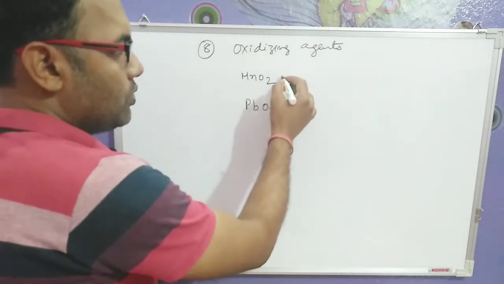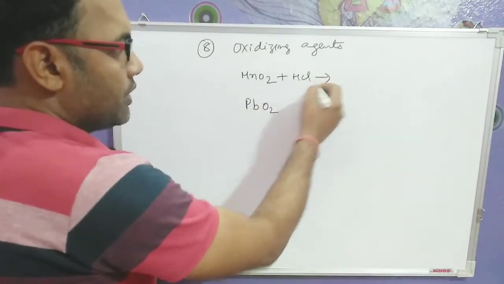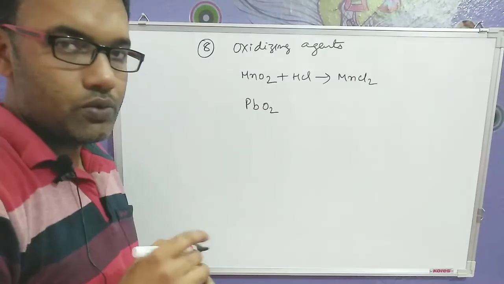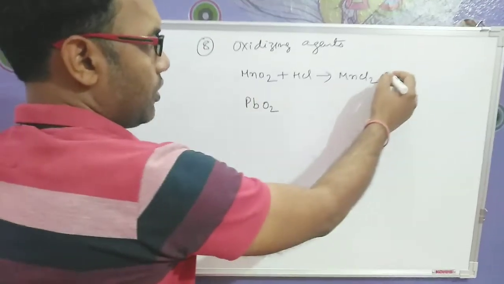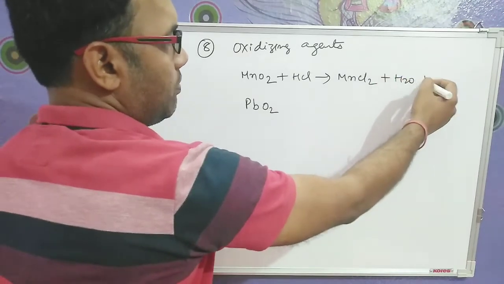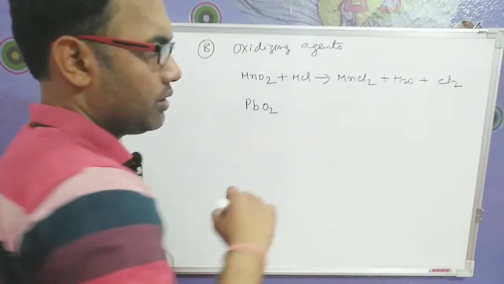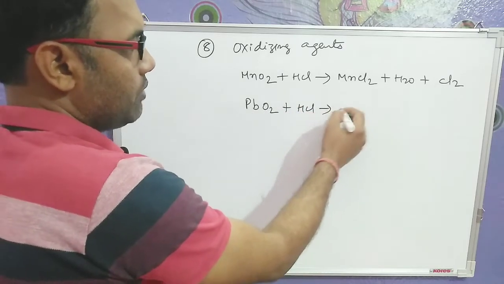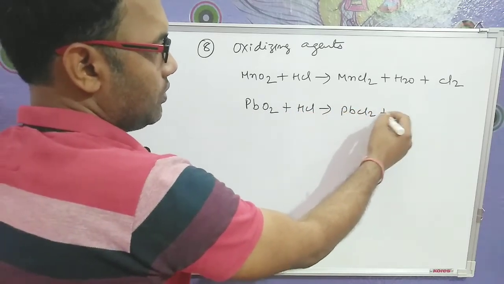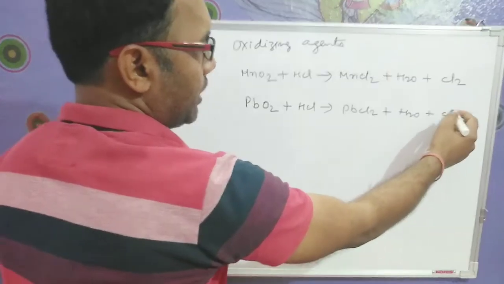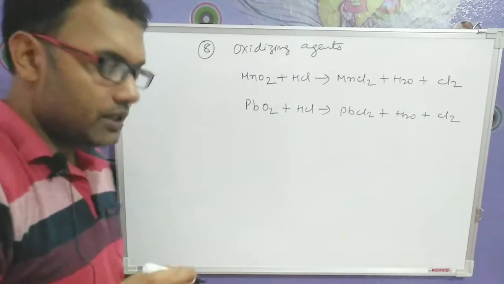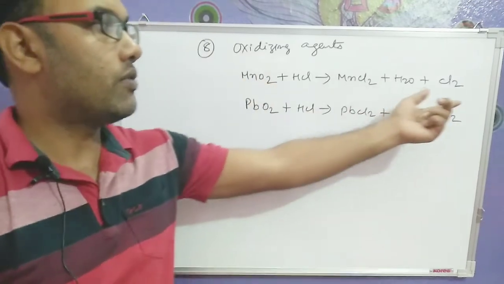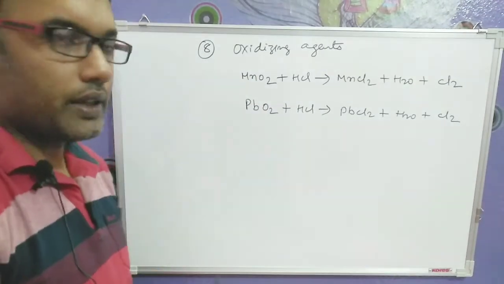So if MnO2 plus HCl react, it forms MnCl2, that is one of the salts, and it forms H2O plus chlorine gas. Here also the same thing: it forms PbCl2 plus H2O, and we have chlorine gas. That means if HCl reacts with any oxidizing agent, there will be a formation of chlorine gas.